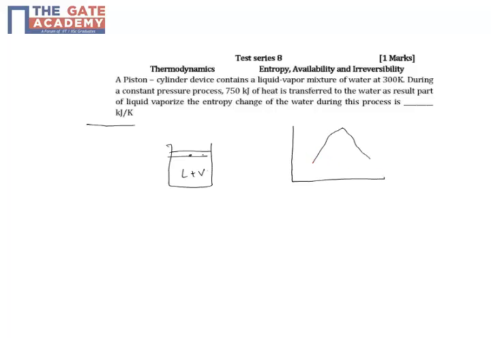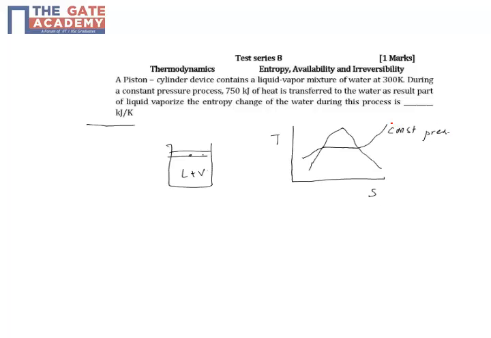So let's write down the T-s diagram. Let's draw a T-s dome shape diagram for a pressure. It's a constant pressure process, where 750 joules is transferred to the water. As a result, part of the liquid vaporizes. So it's a constant pressure process. This is how a constant pressure process looks like in a diagram.